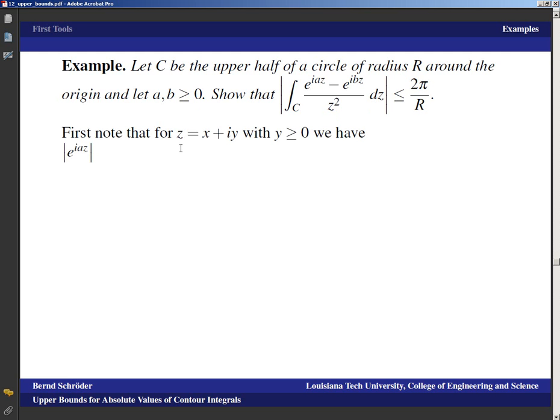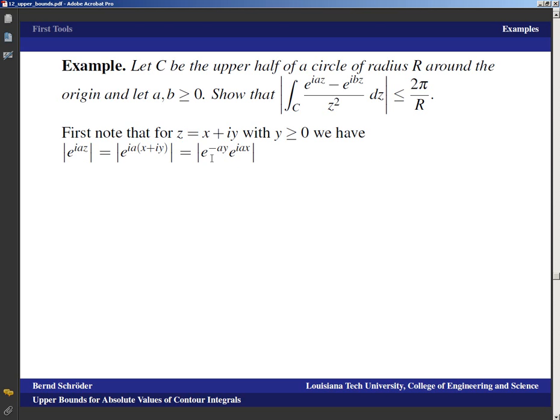Well, first of all, we note that with z being x plus iy and y greater or equal than 0, which is the case when we're in the upper half of the circle, we have that the absolute value of e^(iaz) is the absolute value of e^(ia(x+iy)). If you work that out, i times a times iy is negative ay, so this is e^(-ay) times e^(iax). Well, the absolute value of e^(iax) is 1.